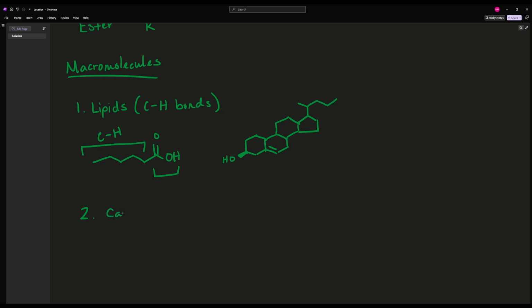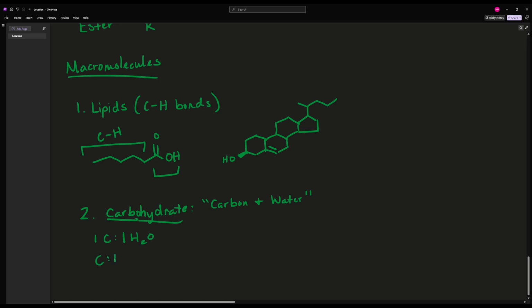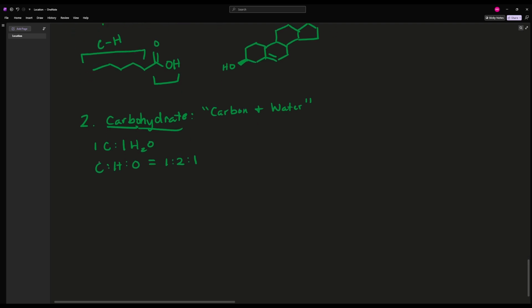Next, we can move to the carbohydrate. This is very conveniently named. Carbo meaning carbon and hydrate meaning water, aka carbon and water. So, for one carbon, we should have one water molecule. The other way to write this is the carbon to hydrogen to oxygen ratio is equal to 1 to 2 to 1. If we were to draw some examples, here is a linear form.